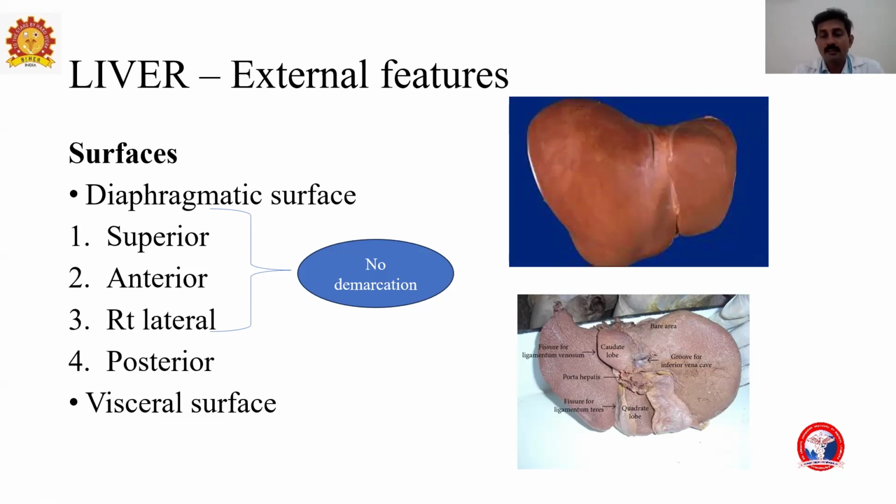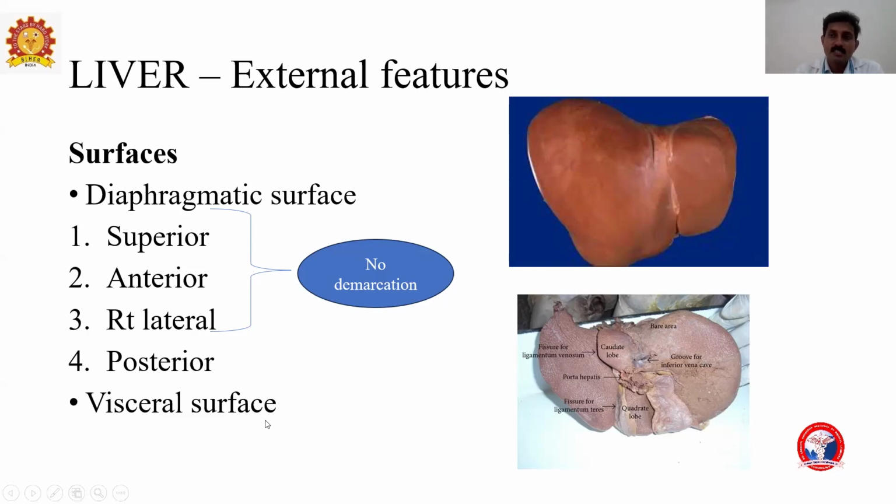One thing to note in the diaphragmatic surface, there is no demarcation or a border to delineate all these four parts of the diaphragmatic surface. That is why there is no clear-cut demarcation. But we can say based on the location: superior, anterior, posterior, and right lateral.